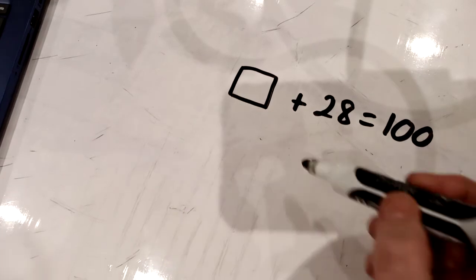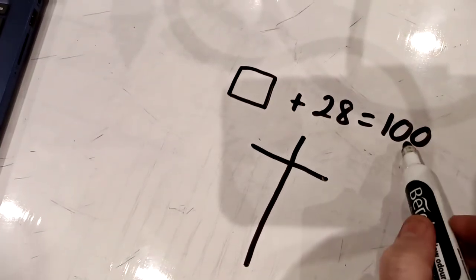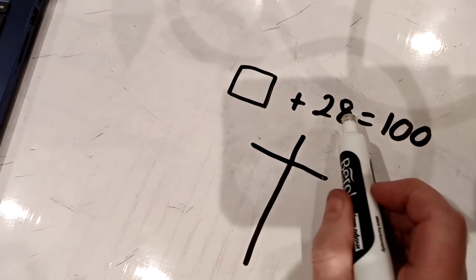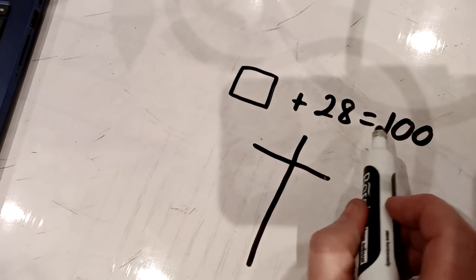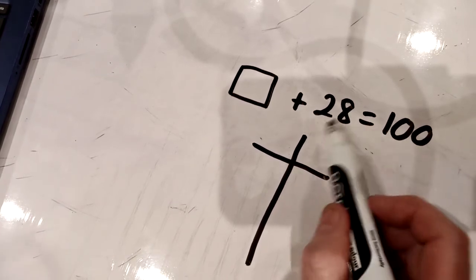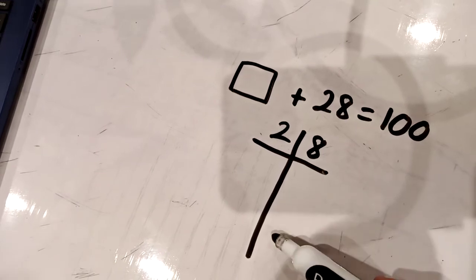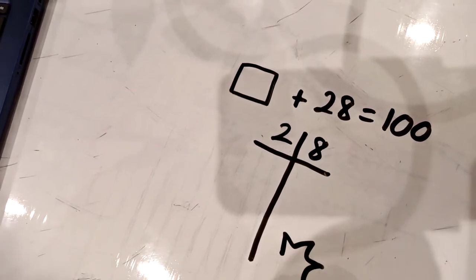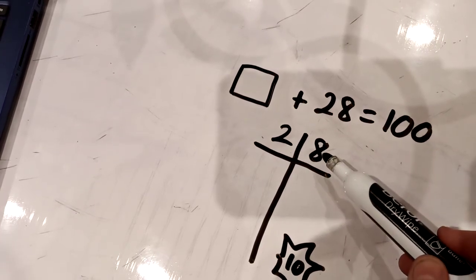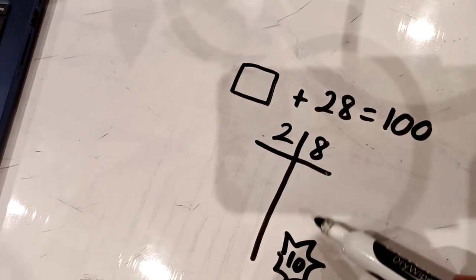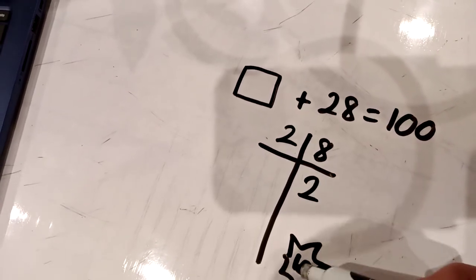Because it's a friends to 100, I'm going to use the sword method. Which number am I going to put in my sword? It can't be that one, and I know that's the answer. I know it equals 100, so it's got to be 28. So I'll put my 28 there. This side has got to equal 10. So what goes with 8 to make 10 ones? 8 ones add 2 ones makes 10 ones.